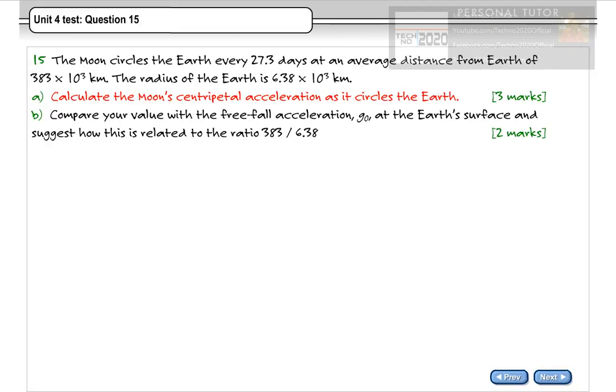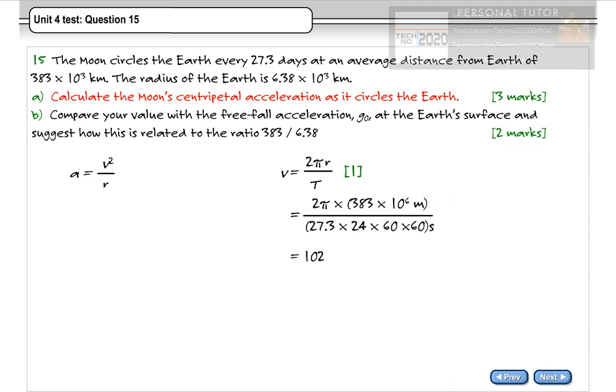In Part A, the centripetal acceleration can be calculated using the square of the tangential speed divided by the radius. First, we calculate the tangential speed v for the Moon's rotation using the time it takes for a complete orbit of the Earth in seconds. And it works out to be 1,020 metres per second. So we can now calculate the Moon's centripetal acceleration in this orbit. And it turns out to be 2.72 times 10 to the minus 3 metres per second squared.